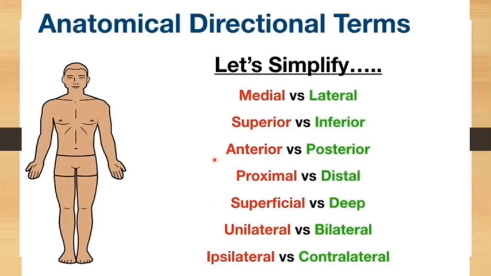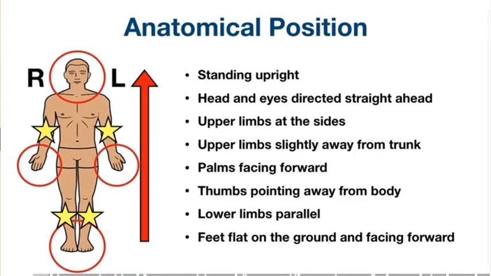So we'll look at some anatomical directional terms. We'll look at the medial versus lateral. We'll pick the anatomical body in the anatomical position, and we'll look at what is medial, what is lateral. We'll look at superior, we'll look at inferior with examples. We'll look at anterior, posterior, proximal versus distal, superficial versus deep, unilateral versus bilateral, and ipsilateral versus contralateral.